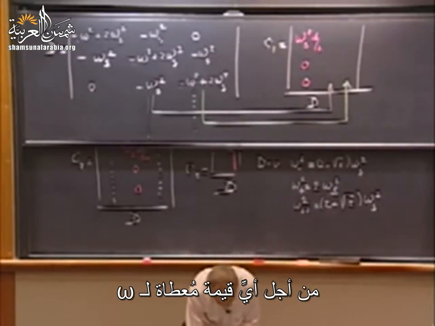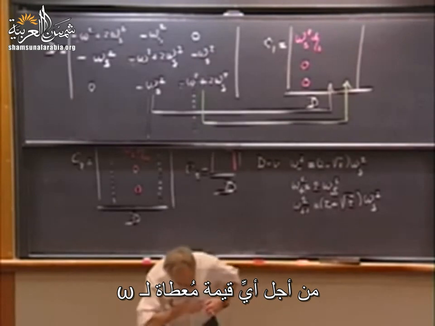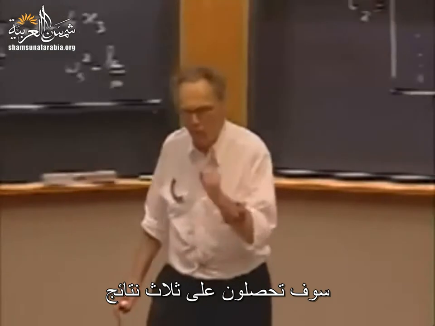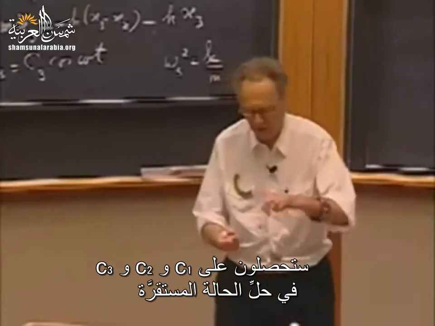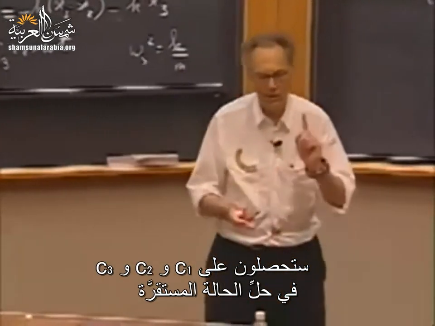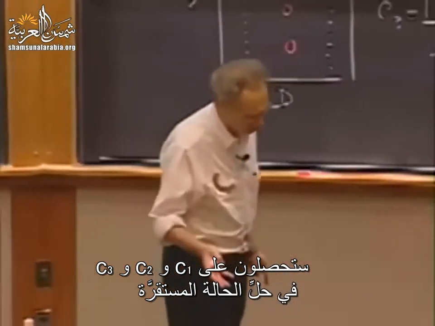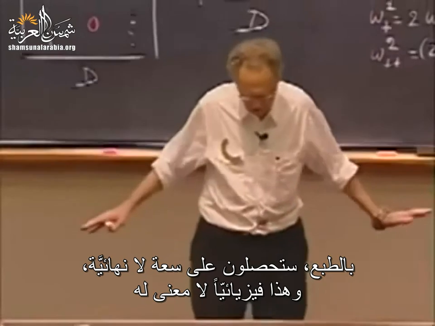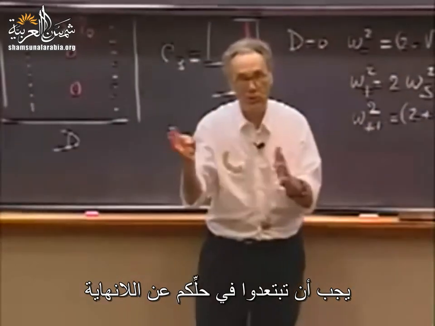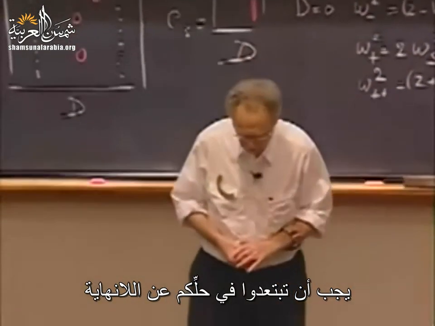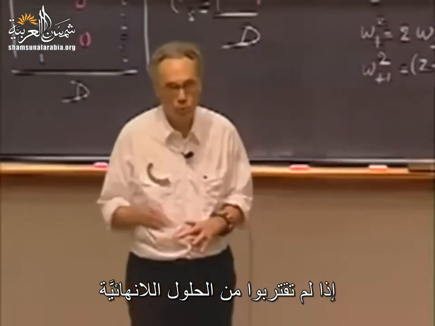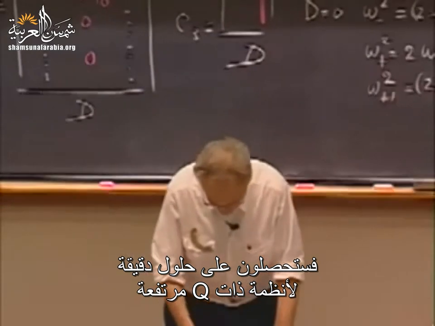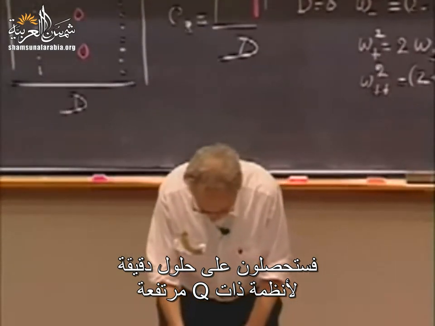Okay, so now, for any given value of omega, you find 3 answers. You get C1, you get C2, and you get C3 in the steady state solution. Of course, you get infinite amplitudes, which is physically meaningless, so you've got to stay away in your solutions from the infinities. But you will see, if you don't come too close to the infinities, that the results that you get are quite accurate for high Q systems.